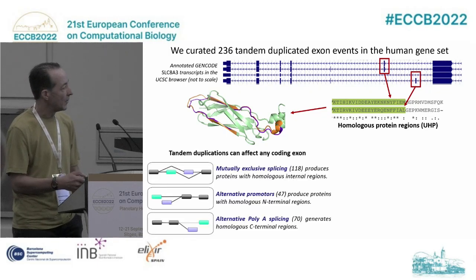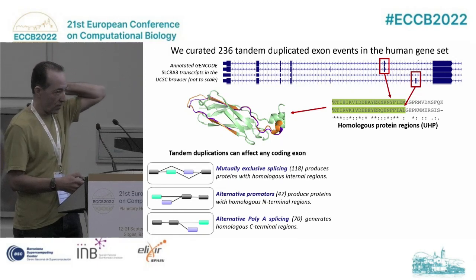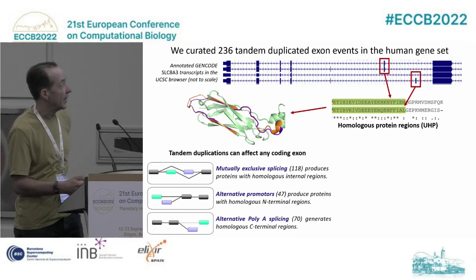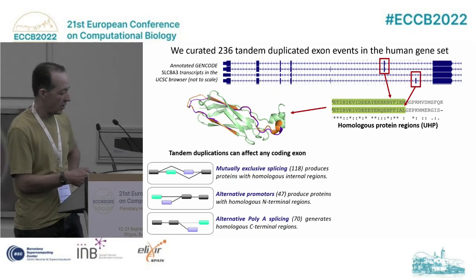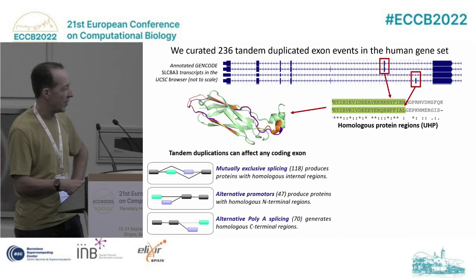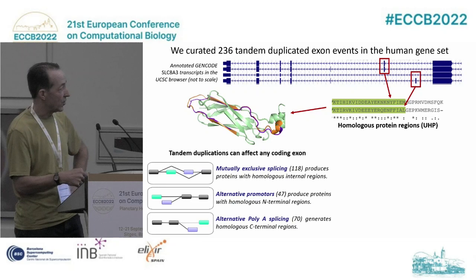So on our definition of tandem duplicated exons, they can occur in any part of the sequence. So you can have them mutually exclusively spliced internally. They can work as alternative promoters, so you get two different 5' CDSs, or you can get two different 3' CDSs. And curiously, more or less half of the set that we found, that we curated over the 6 years that it took us to do this, are mutually exclusively spliced exons, so they're internal.